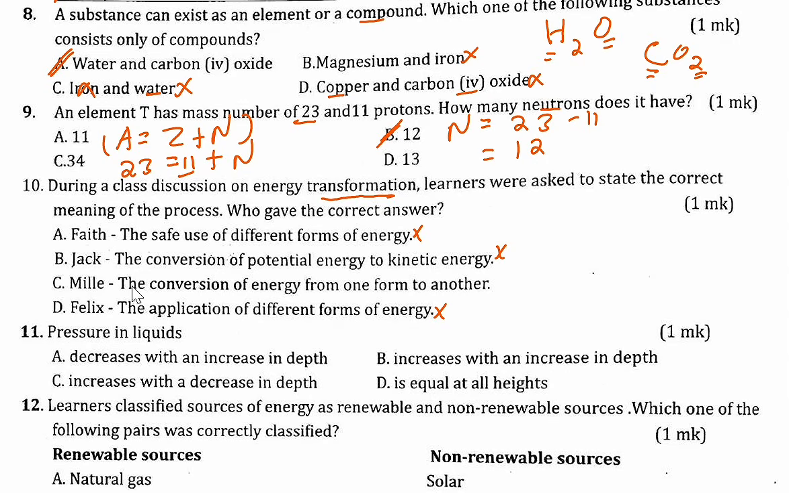This one gave that the conversion of energy from one form to another. So this one is the correct one. And therefore the answer is C. That is what we mean by energy transformation, is the conversion of energy from one form to another.